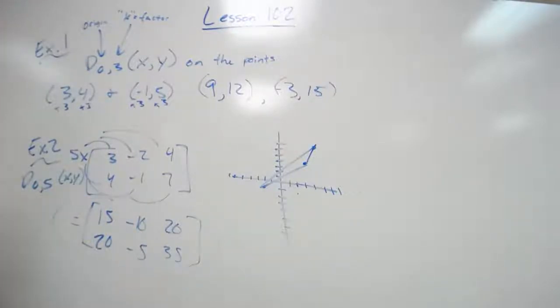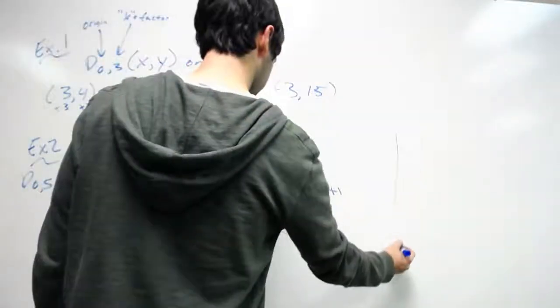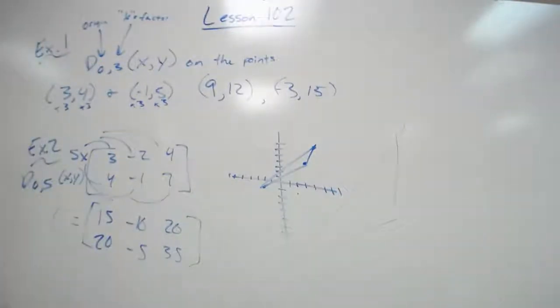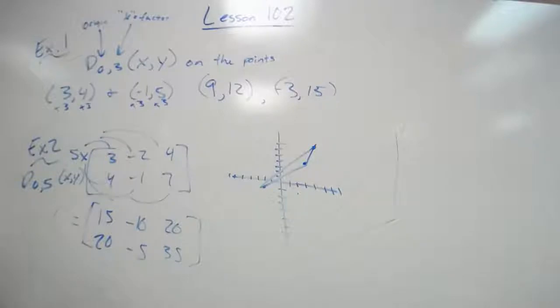That is not going to be fun to draw, but it'd be all right, something like that. It's very not specific, but that's the idea. But that's all you have to do when you are dilating. You just have to multiply by whatever it says the factor is.